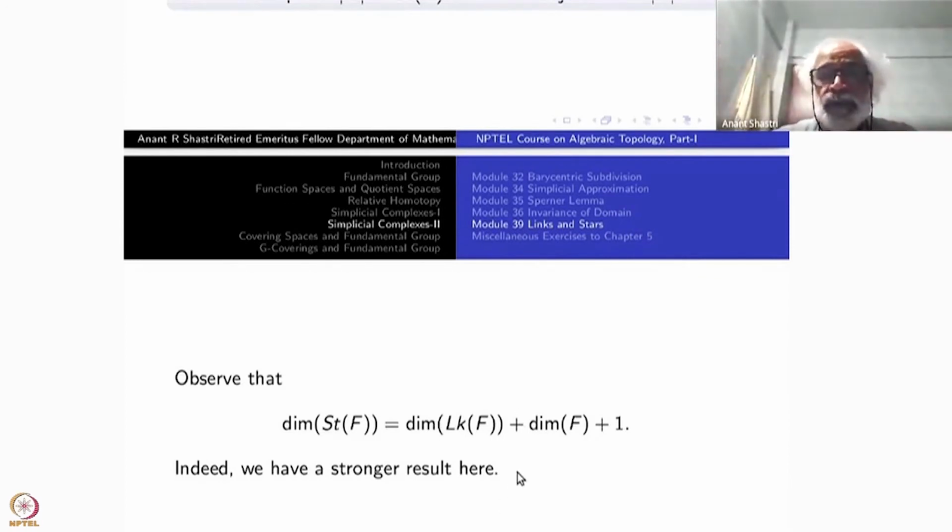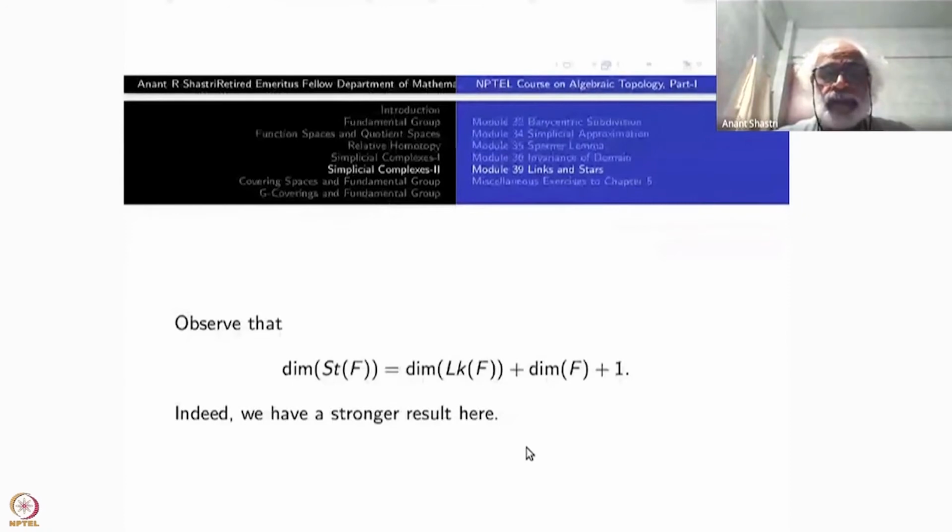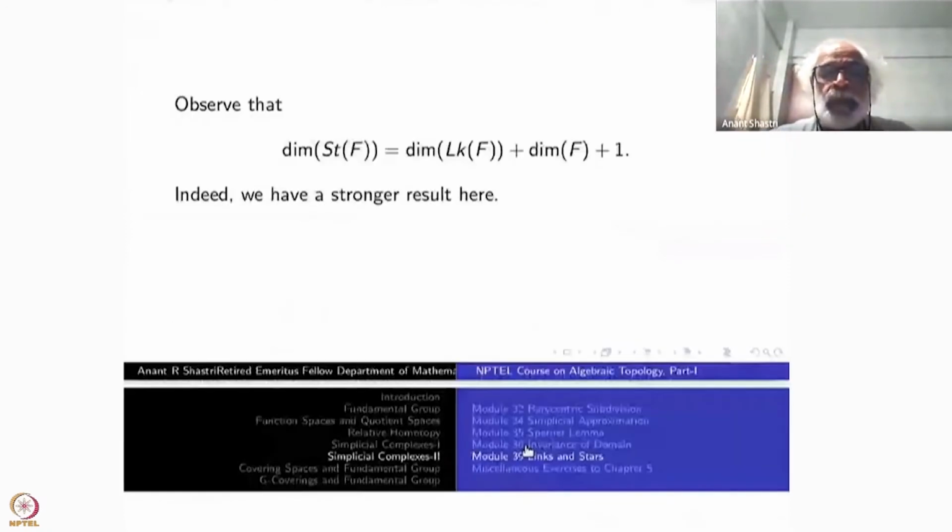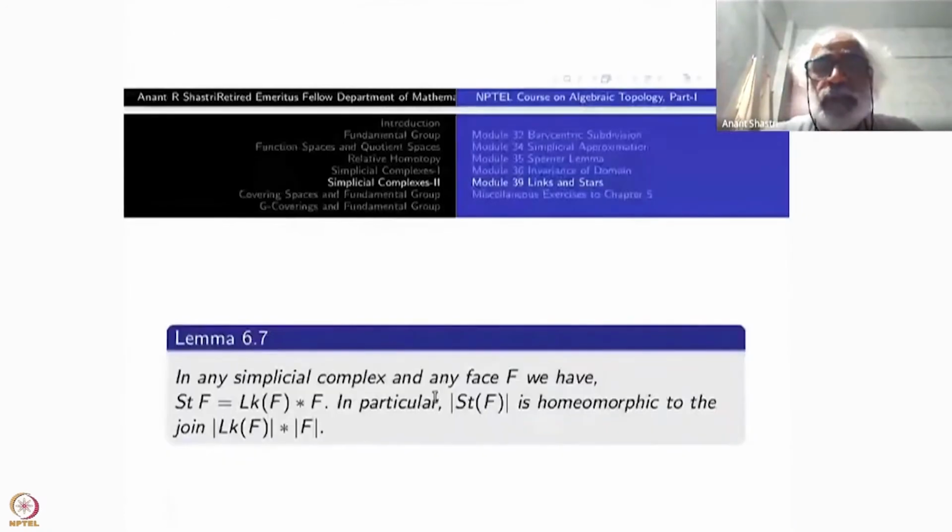But this is only combinatorial. But now I'll tell you a stronger result, which is topological, or geometric. And that is the result here. Take any simplicial complex, any face F. We have the star of F.